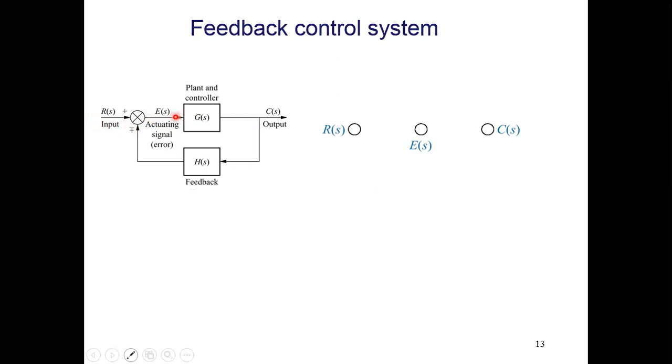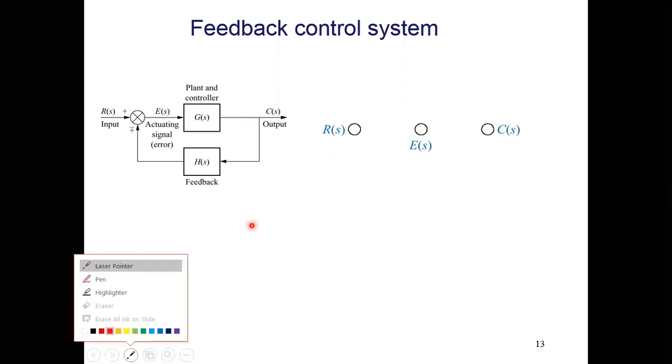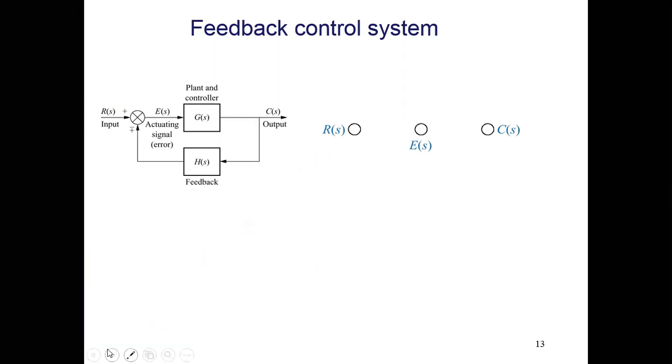R of S to E of S is related to the summing junction. So we will require a unity gain here to represent the sign. Because it is positive, here we will have a unity gain. Next, from E of S to C of S is related to subsystem G of S. So here we will have G of S, a branch like this.